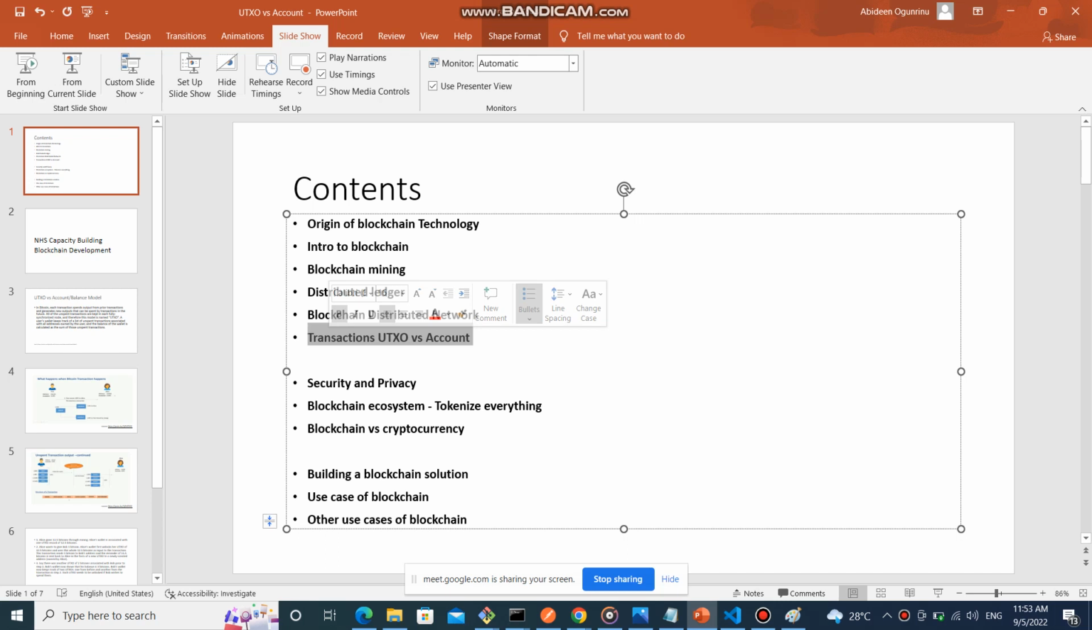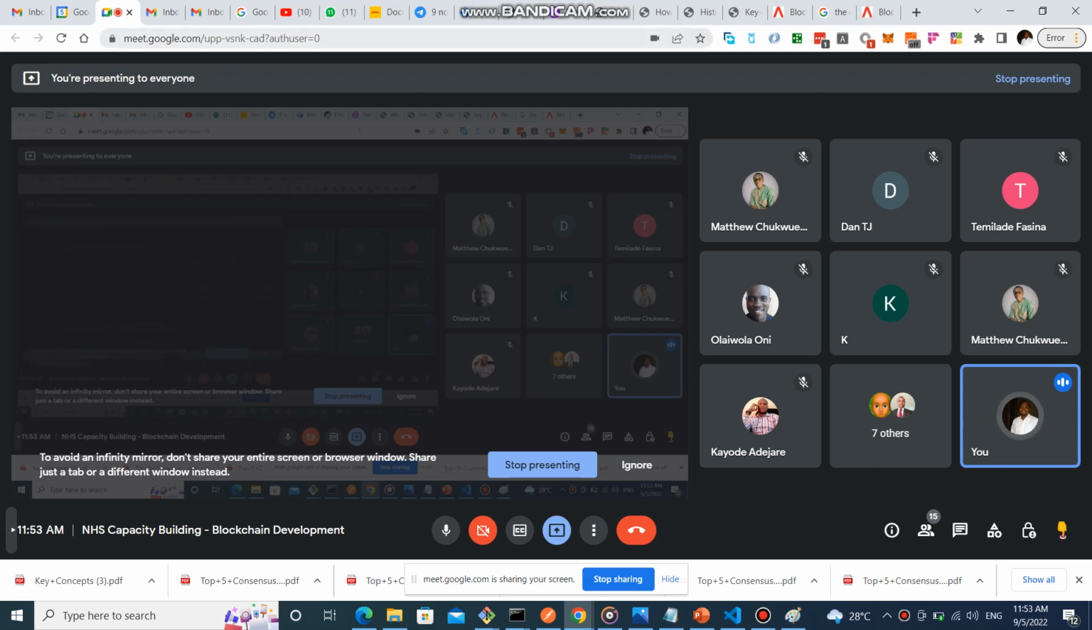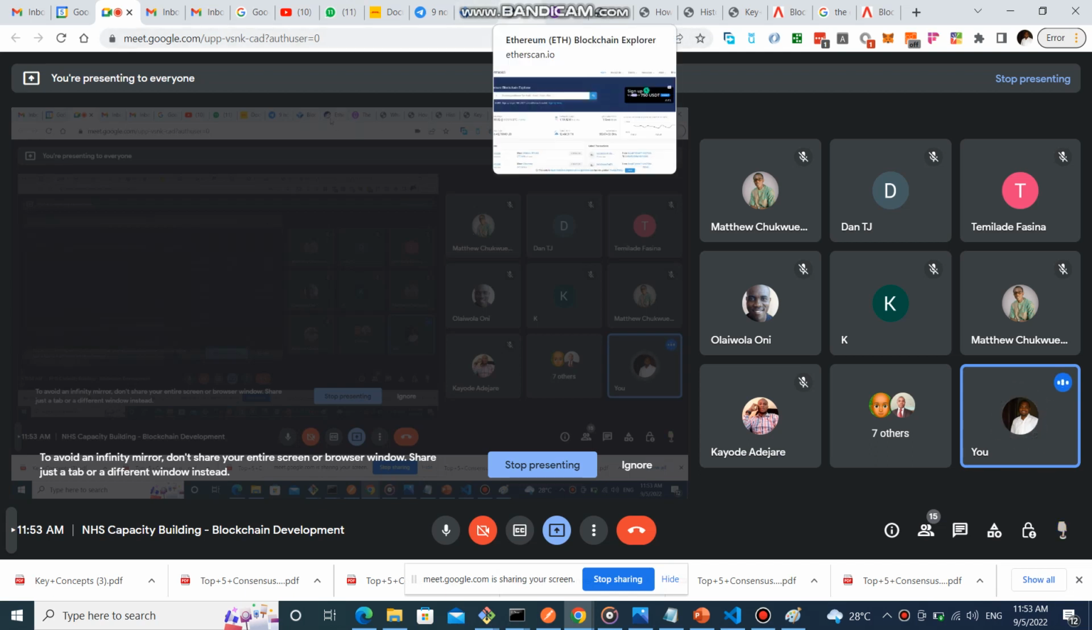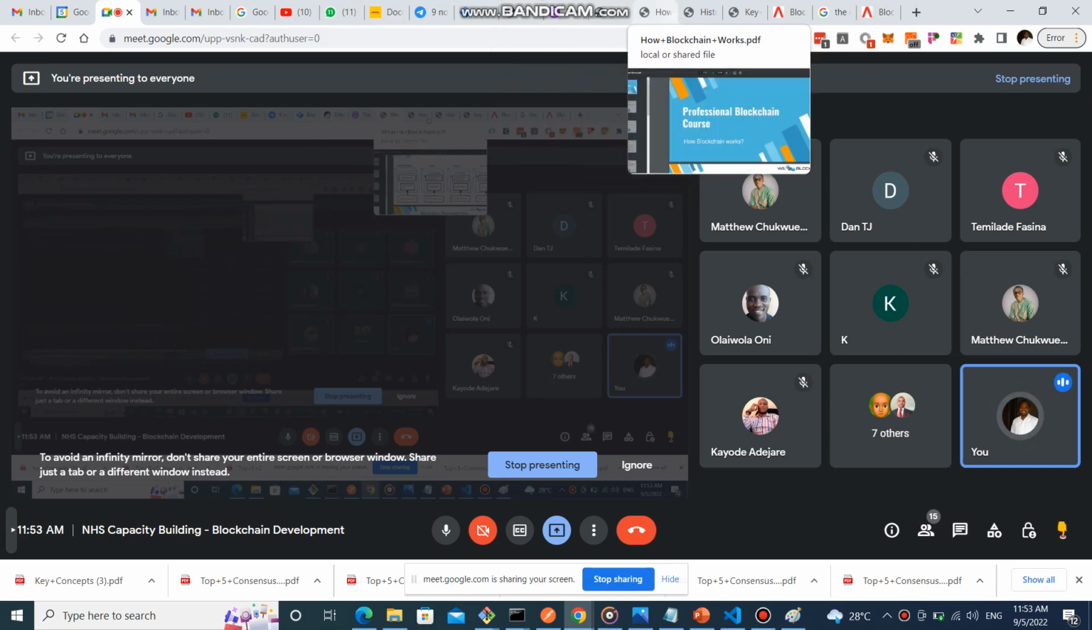And so we have two models. We have the unspent transaction output model, and we have the account balance model. The Bitcoin network uses UTXO, while the Ethereum network uses the account balance model. So we look at the difference between the two and also look at the security, the privacy, the ecosystems, and the rest.